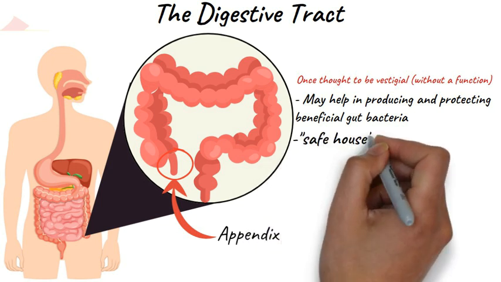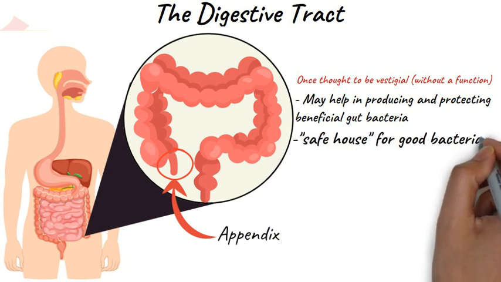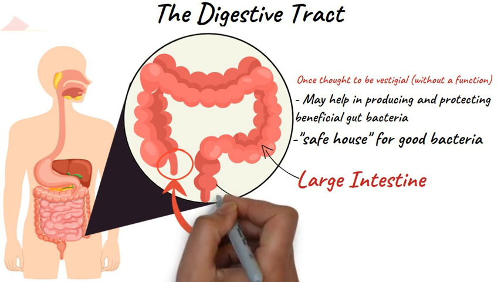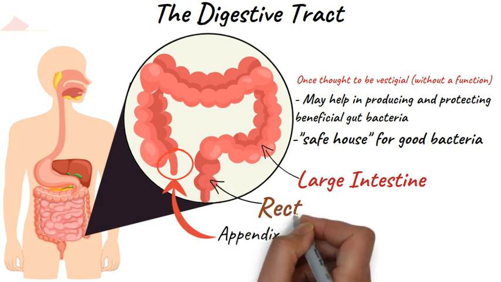It acts as a safe house for good bacteria, helping the gut flora recover from disturbances such as diarrhea. The large intestine. Undigested food passes into the colon or the large intestine. Here, water is absorbed. The large intestine's absorption of water concentrates the waste products and turns them into feces. This feces is passed into the rectum.